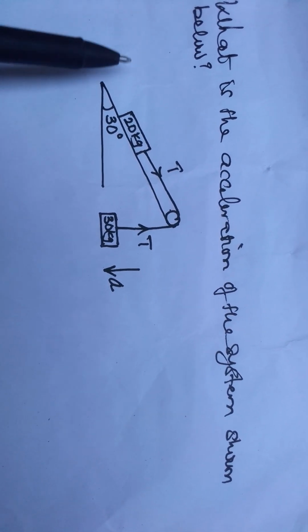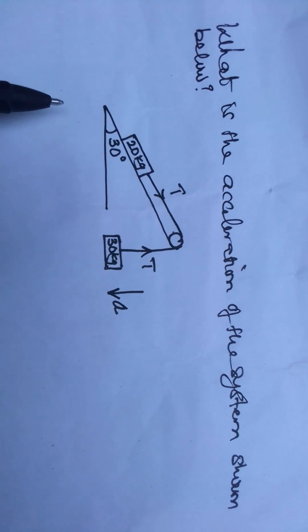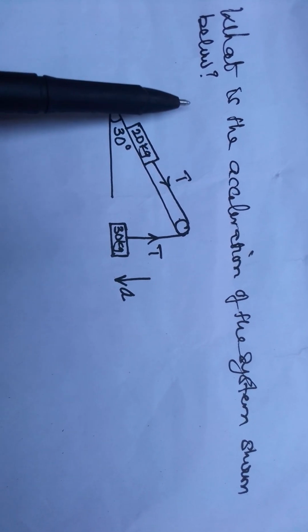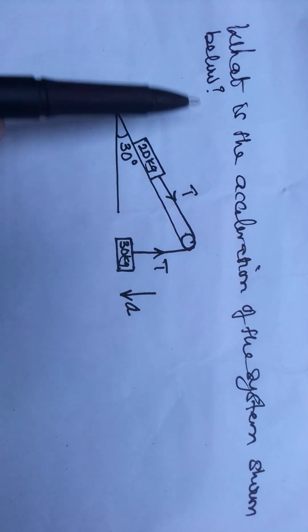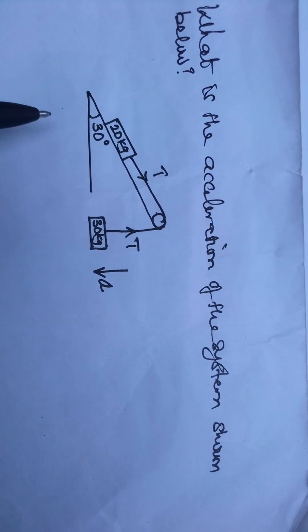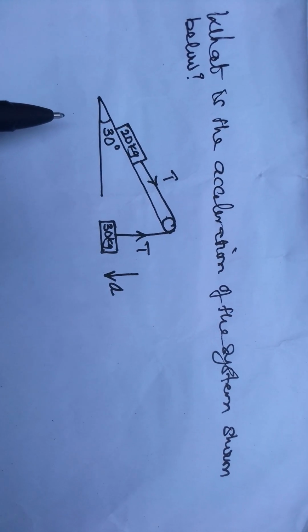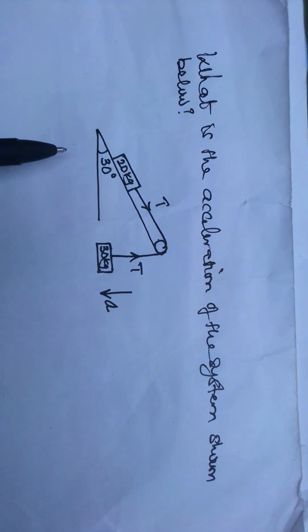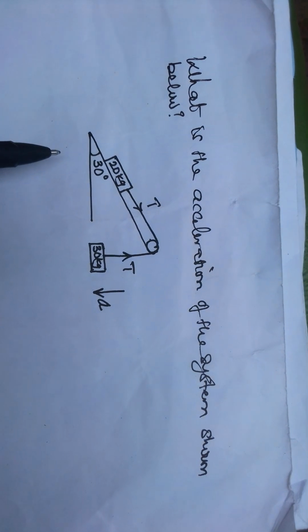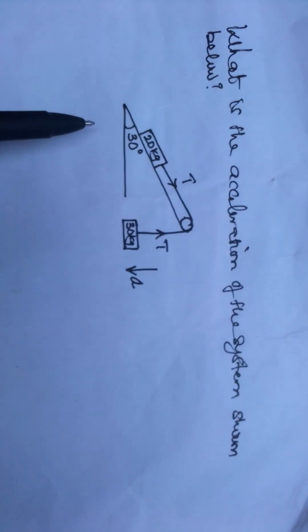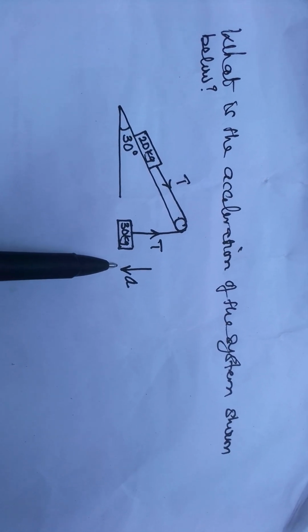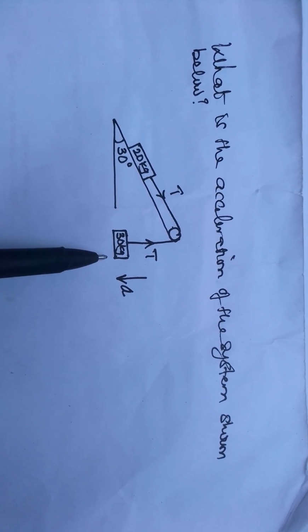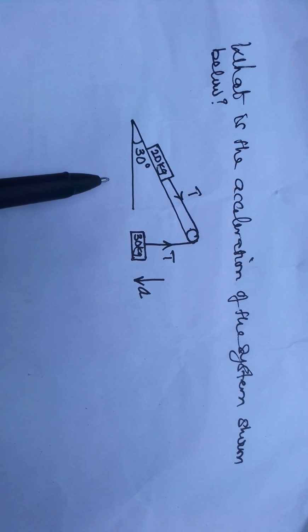Yes, we have a problem in this arrangement. Here we are to find the acceleration of the system shown below. This is a system, particularly an inclined plane, carrying different masses with a tension T, and we are also looking at the arrow tending downward to show the direction of the acceleration of the system. So how do we solve this problem?